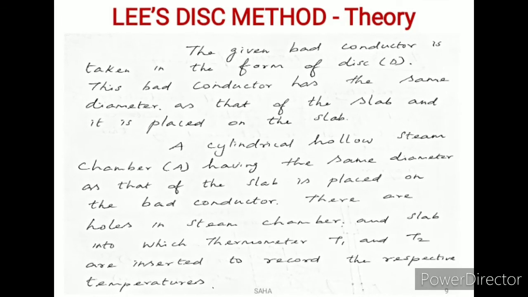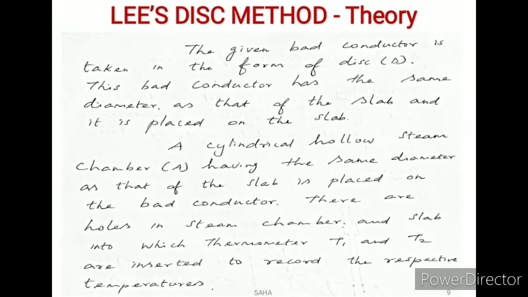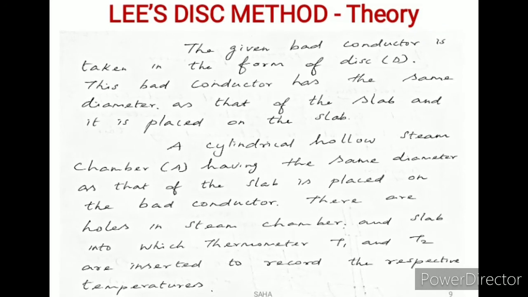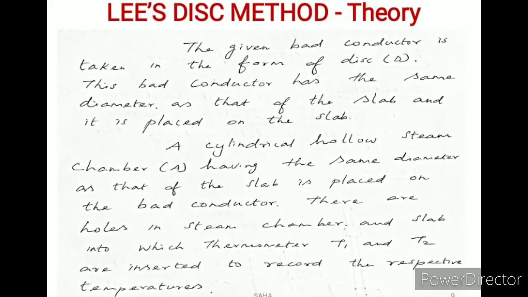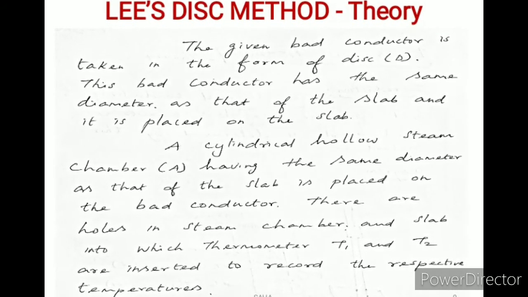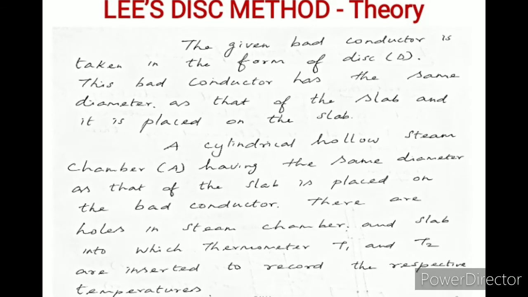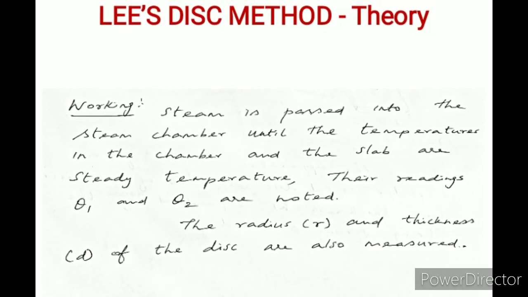Explanation part. The apparatus consists of a circular metal disc or slab of radius small r and thickness h, suspended by a string from a stand. Working of the Lee's disc method.